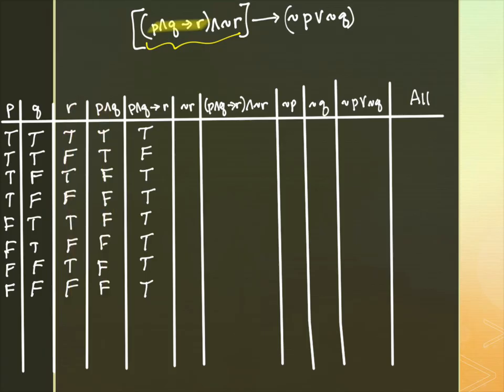Tilde R column. So we're going to flip everything for tilde R. It oscillated true, false, so now it'll oscillate false, true. So false, true, false, true, false, true, false, true.